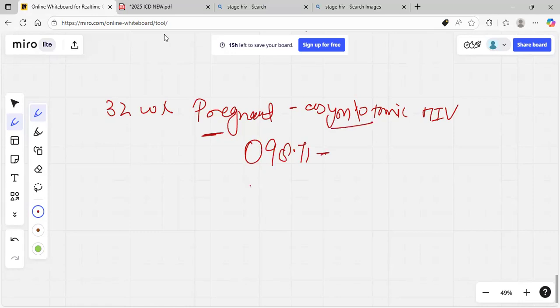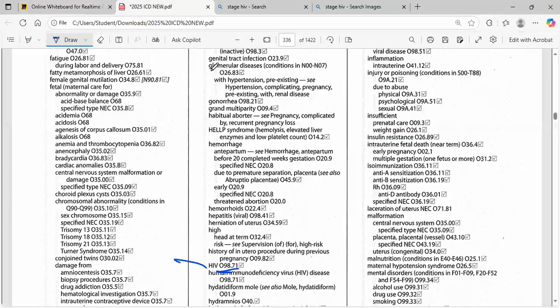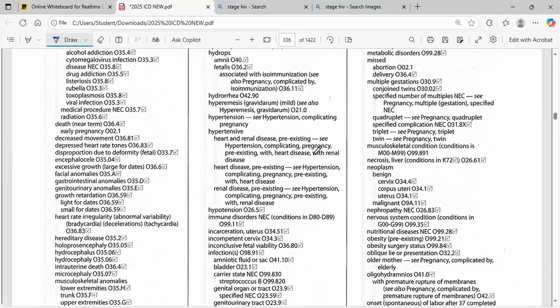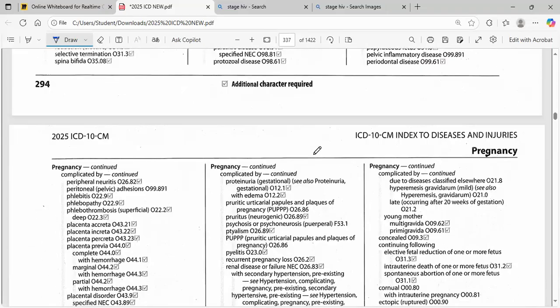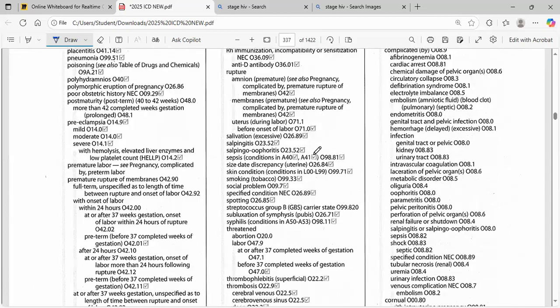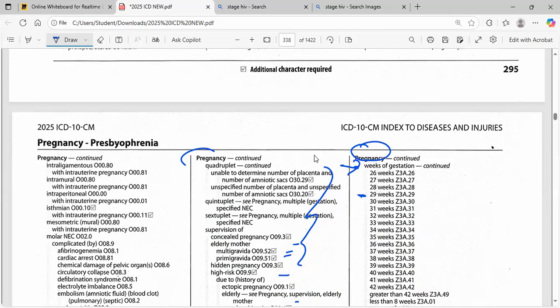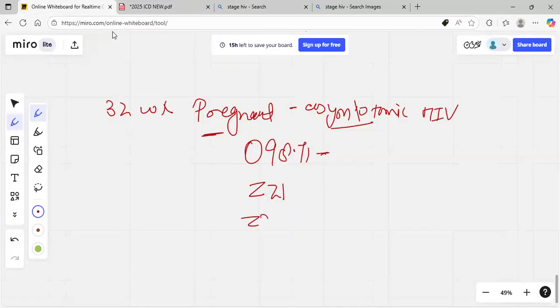Next, we look for asymptomatic HIV, which we have already read; the code should be Z21. And then we look for the 32 weeks of gestation. For the weeks of gestation, we refer to pregnancy itself, and under pregnancy we look for the week of gestation. Here it was 32, so we use Z3A.32 as the third code.